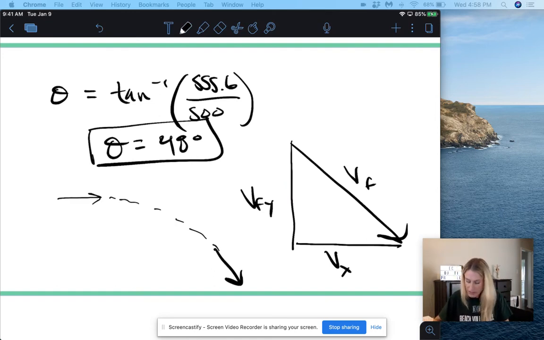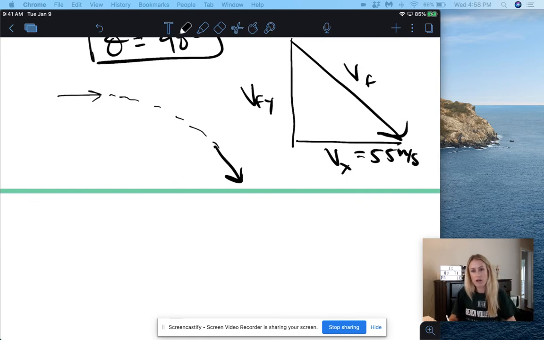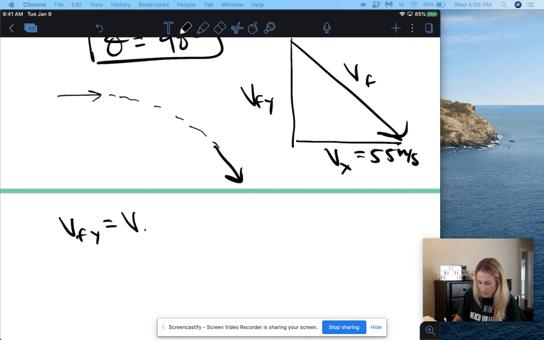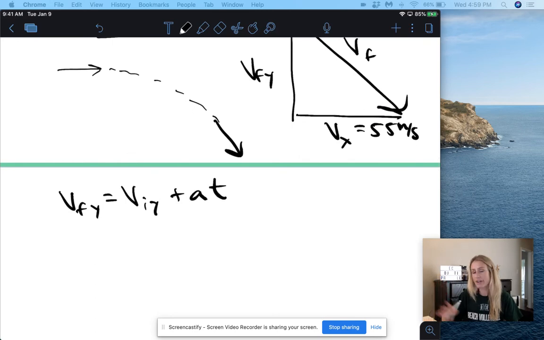Okay, so we already know what vx is. We know that this is 55 because in the x direction there is no acceleration, and therefore we're moving at a constant velocity in the x direction. So all we need to do here is find the final velocity in the y direction. So we're going to use one of our constant acceleration equations. I personally like the first one, the first basic equation, just because the calculation is pretty easy. So we get v final y equals v initial y plus acceleration times time. Because we know all of the other variables, you can really pick any equation that has v final in it.